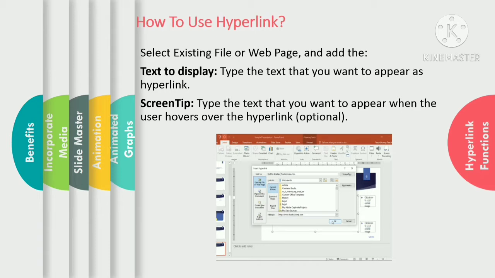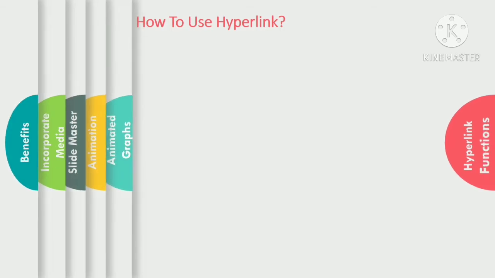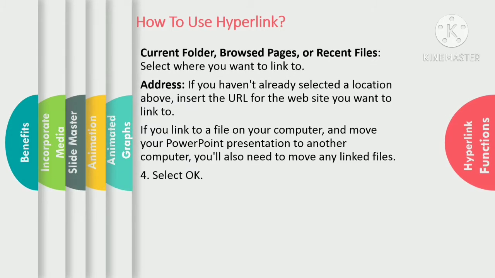In case of text to display, type the text that you want to appear as hyperlink. In case of screen tip, type the text that you want to appear when the user hovers over the hyperlink. Current folder, browse page or recent files. Select where you want to link.